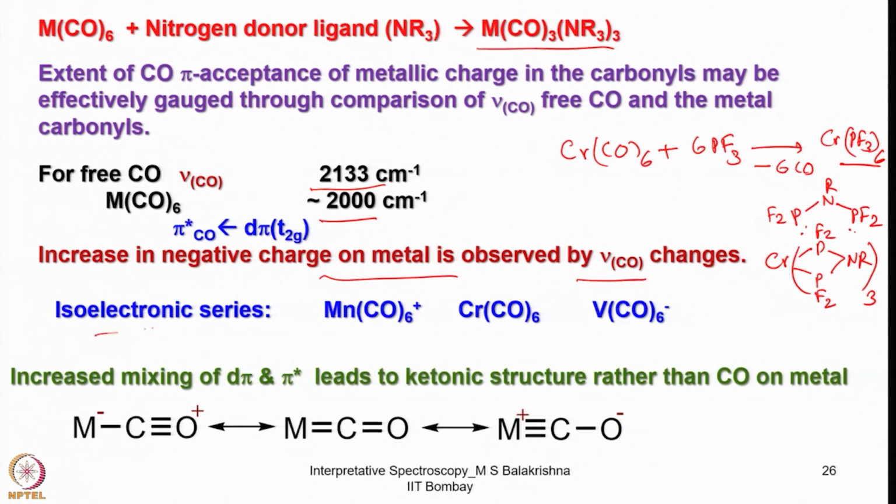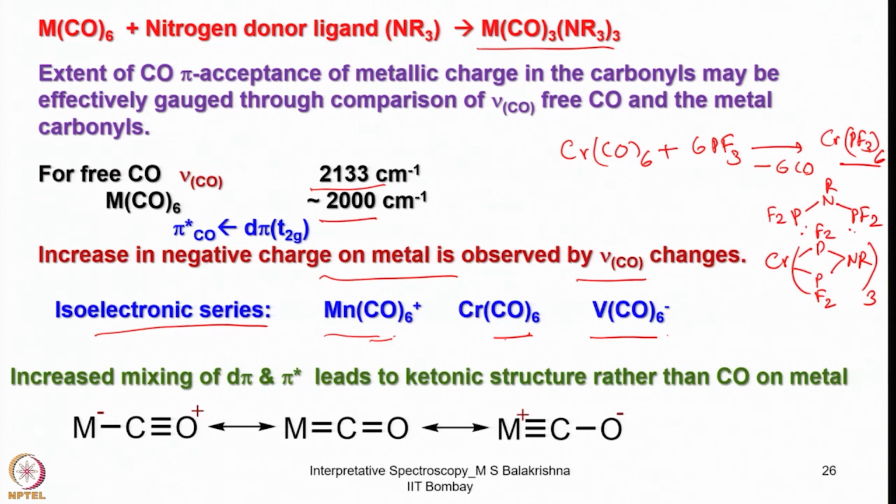For example, when we consider an isoelectronic series such as Mn(CO)6 plus, chromium hexacarbonyl and vanadium hexacarbonyl anion, we can see what happens to the stretching frequencies when we go from cationic to neutral to anionic. Stretching frequency drops because this is electron rich. When it is an electron rich metal, more and more electron density goes to the pi star. As a result, the metal to carbon bond is strengthened and the CO bond is weakened. Whereas here it is positively charged, as a result it reluctantly donates electrons to the pi star of carbon monoxide.